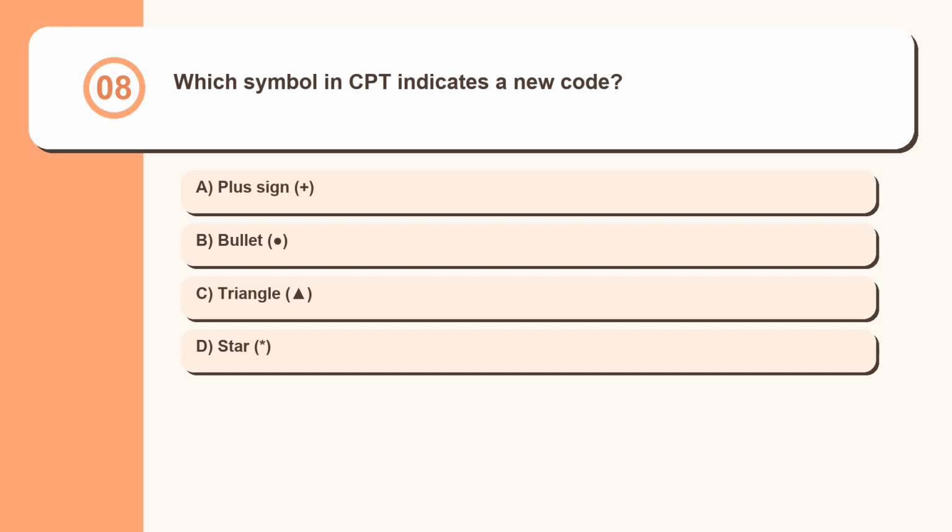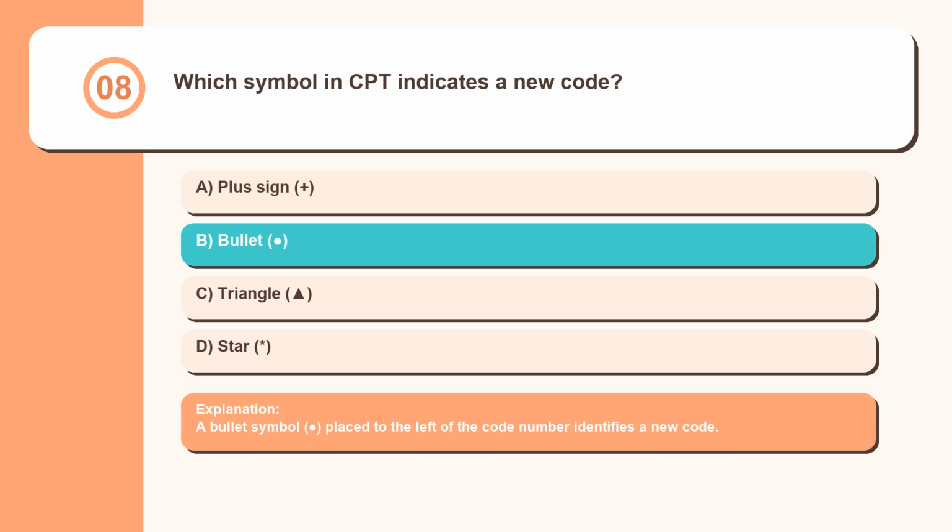Question 8. Which symbol in CPT indicates a new code? Plus sign, bullet, triangle, star, asterisk. A bullet symbol, placed to the left of the code number, identifies a new code.